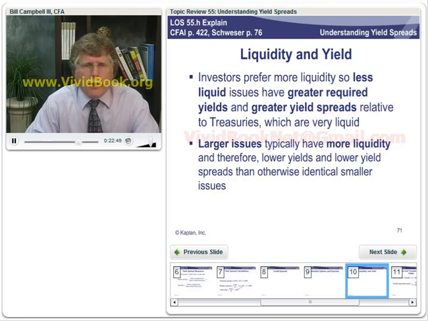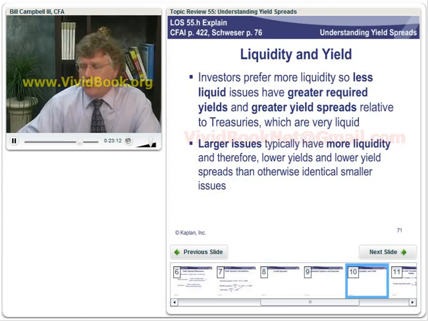If you compare two bond issues, a very large issue versus a very small issue, large issues typically have more liquidity. There are more buyers out there, right? There are more owners of the bonds, typically more buyers, typically higher liquidity. Higher liquidity leads to lower yields, and therefore lower yield spreads versus smaller issues. So there you have it.